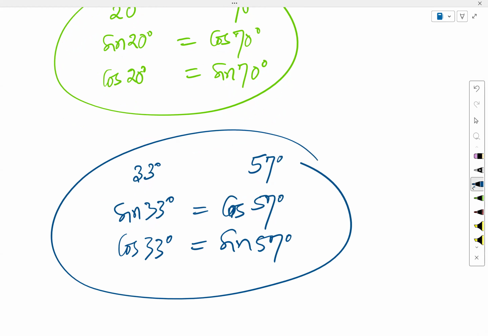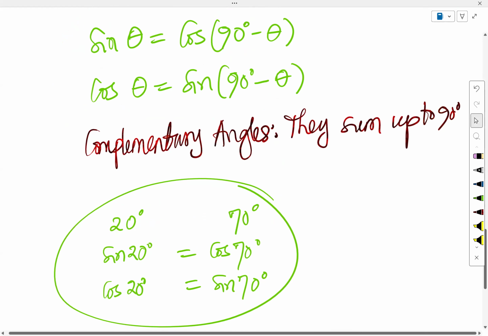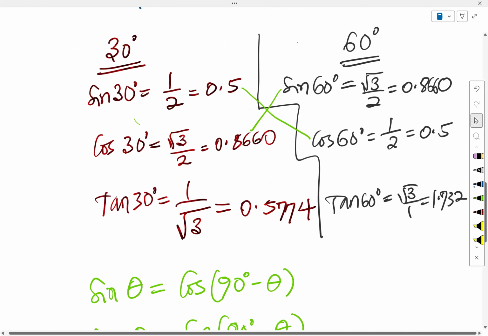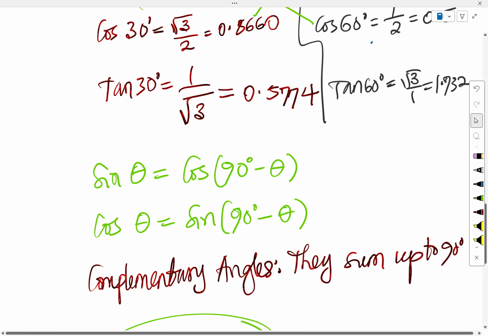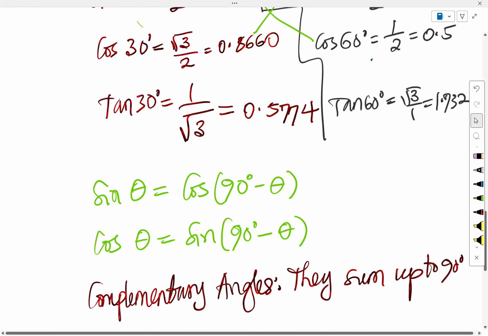So that's a general rule with complementary angles. Complementary angles are angles that add up to 90 degrees. So the sine of one is the cos of the other, and the cos of one is the sine of the other. And that's exactly what happens here. You see 30 degrees plus 60 degrees is 90 degrees. So that is why sine 30 is equal to cos 60, and cos 30 is sine 60. So that works all the time for every kind of complementary angle. So that's a very important thing to commit to memory.